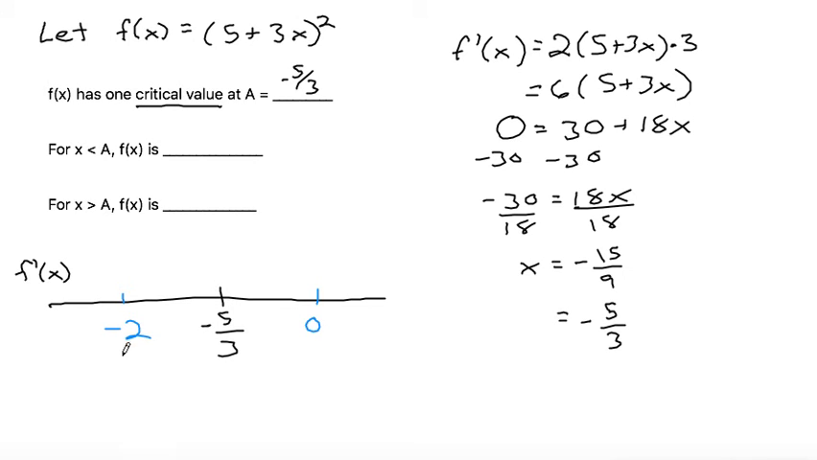So plugging into our derivative, f prime of negative 2, if we plug in negative 2 into our derivative, we get 30 plus 18 times negative 2, and that would be 30 minus 36, which is a negative 6. So our derivative is negative to the left side of our critical point. So when x is less than a, the function has a negative derivative, which means that the function is decreasing.